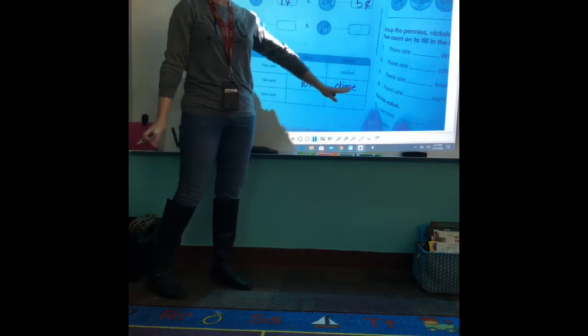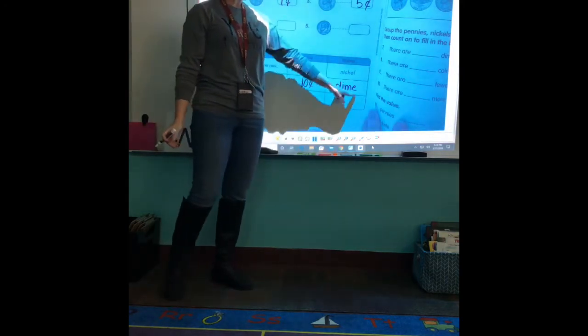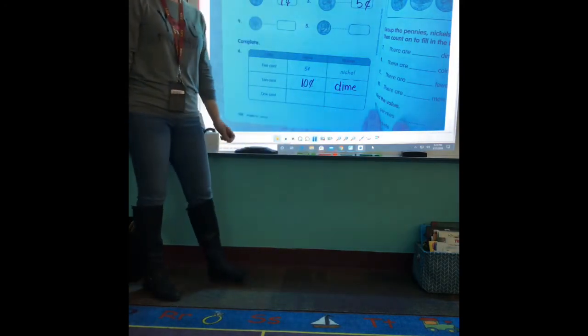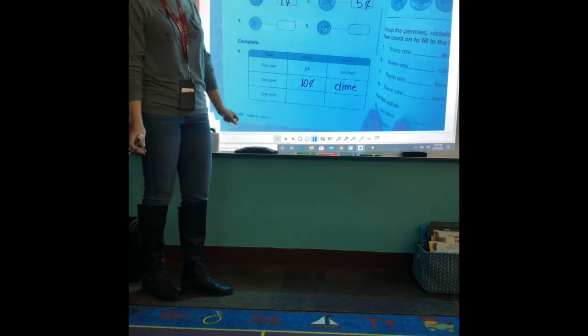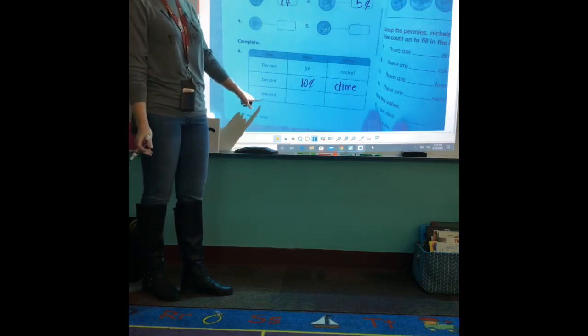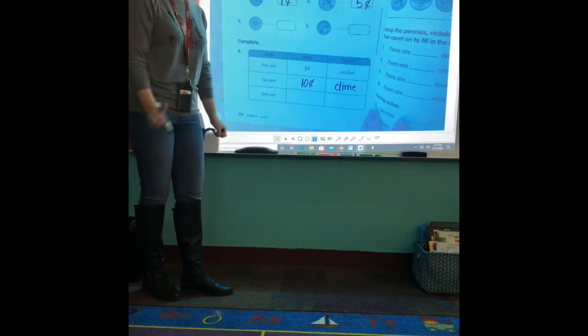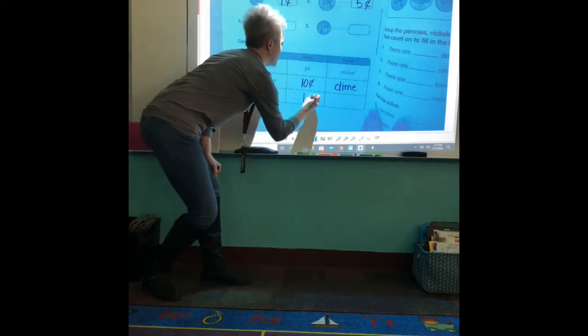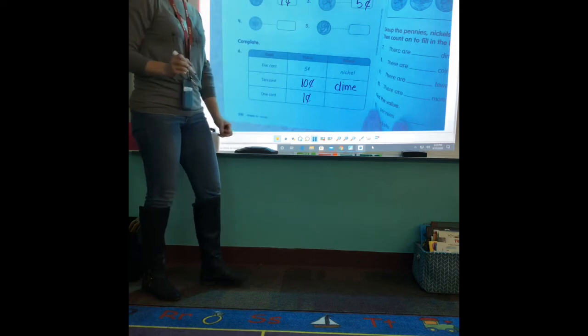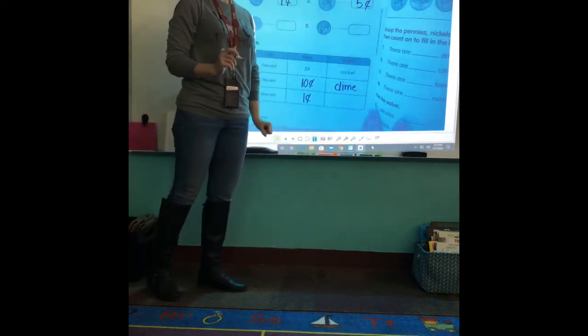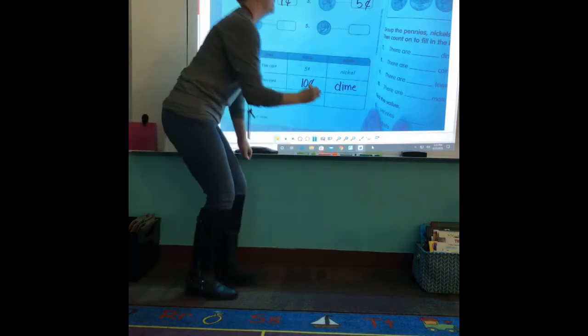And you guys can decode that dime. It has a tricky E making the I say its name. So you should be able to spell that all by yourself. Our last one says 1 cent. What is our value? Good job. 1 cent. And what is it called? A penny. Good job.